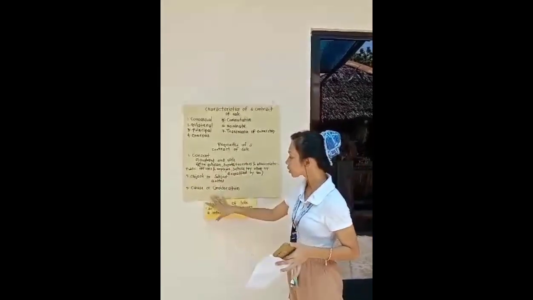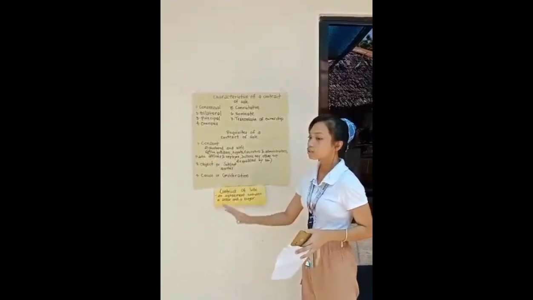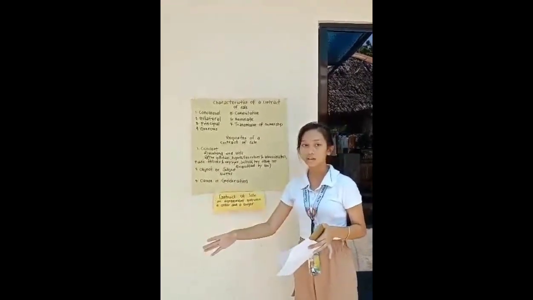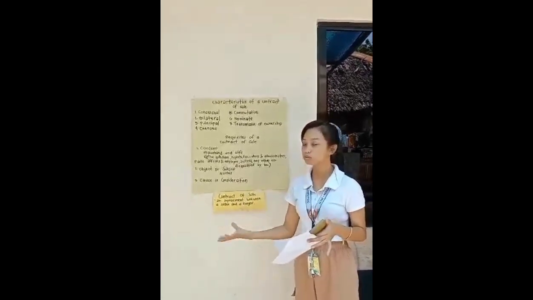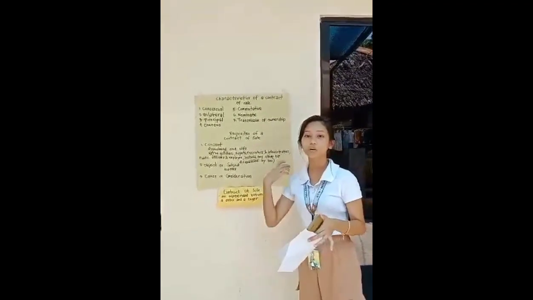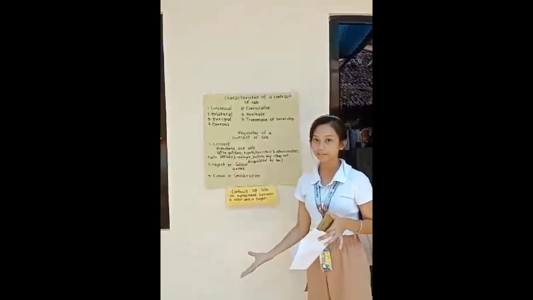The third one is cost or consideration. So, when you follow an agreement, like a contract, there is a why, the reason why you entered into the contract. So that is the cost or consideration, the why behind your agreement.